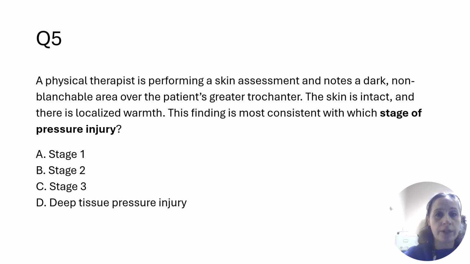Okay, for this one, greater trochanter tells me pressure ulcer, right? They're already identifying that you are on a bony prominence. But either way, the question tells you it's a pressure injury. Now it's just asking you which stage. Is it stage 1, stage 2, stage 3, or deep tissue pressure injury? It's a dark and non-blanchable area over the patient's greater trochanter. The skin is intact and there is localized warmth, okay?